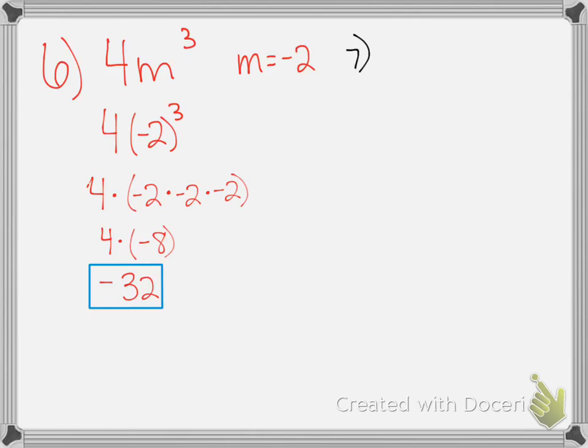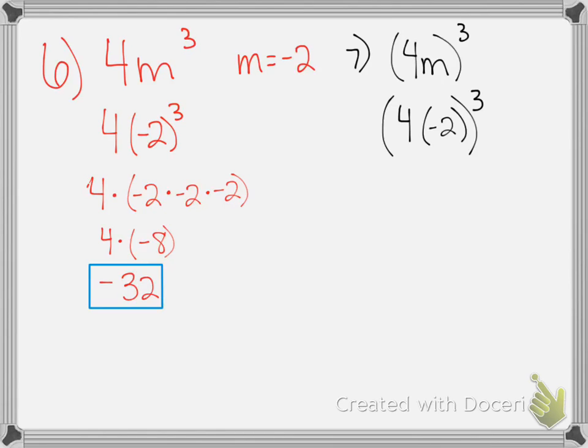Okay, so 7 is just a little bit different. This time, they have parentheses around the 4m from the beginning. So our steps still remain the same. I'm going to rewrite the problem. Instead of an m, I'm going to use another little set of parentheses. And in for the m, we're substituting negative 2.